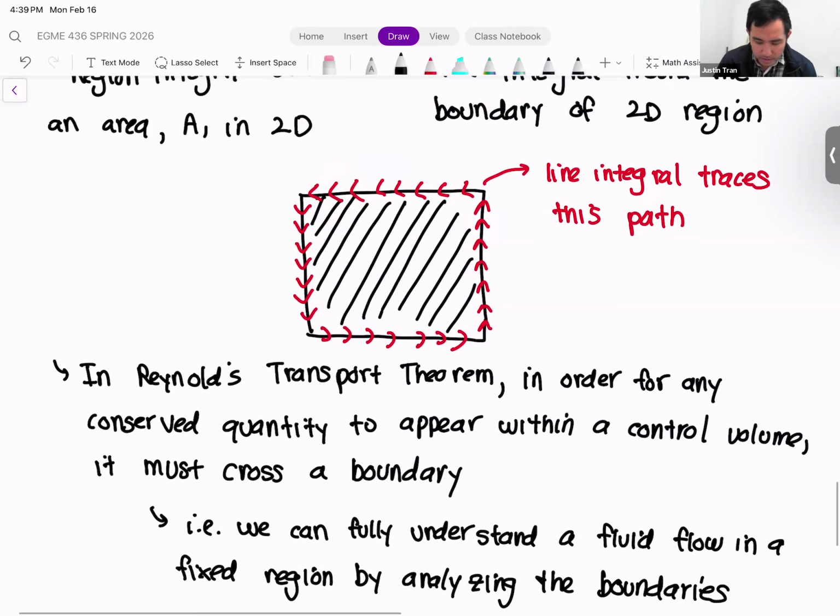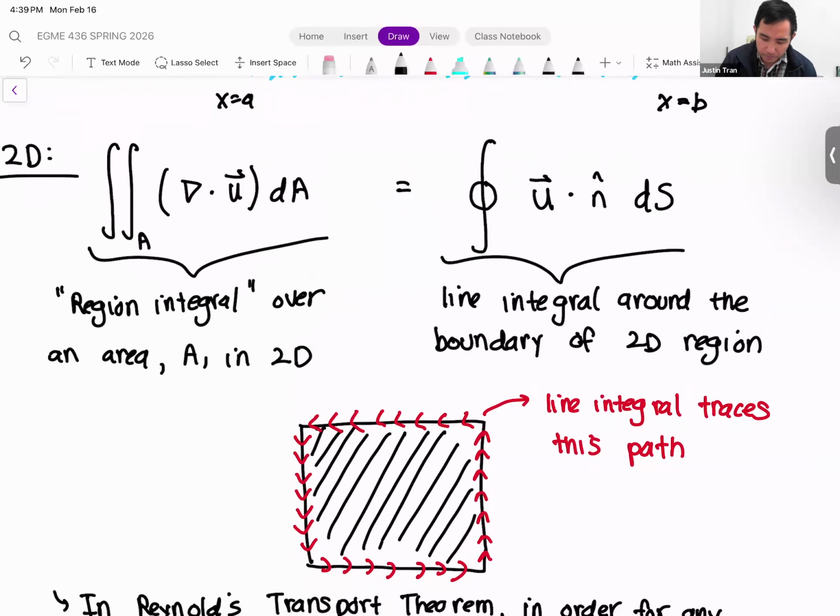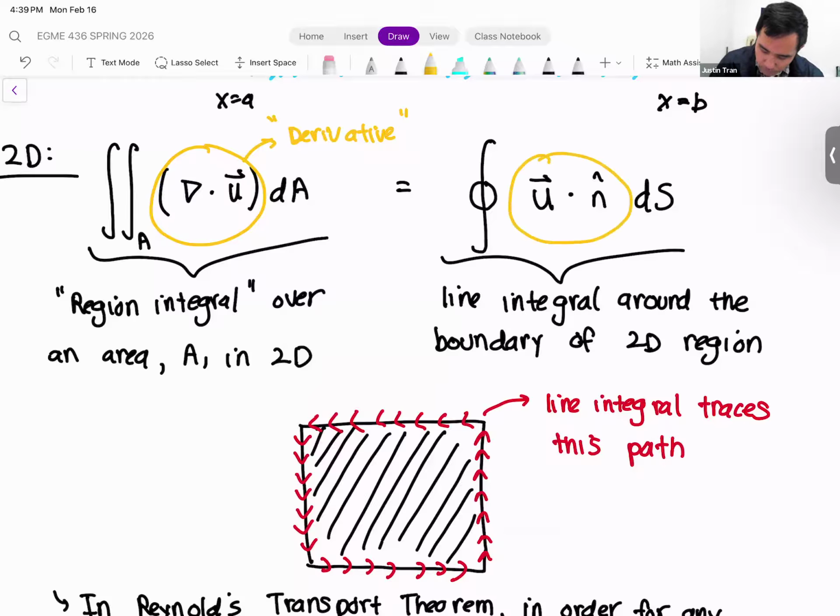You may have picked up on this already, is that if you look at the two integrals here, right? And this even goes back to our 1D integral as well, right? If you look at our region integral, we essentially have a derivative term within our region integral. Right? So when you take the divergence of a vector field, essentially you're taking its derivative. Whereas if you look at our boundary integral, there's no derivative. Right, and that actually helped us out quite a bit.